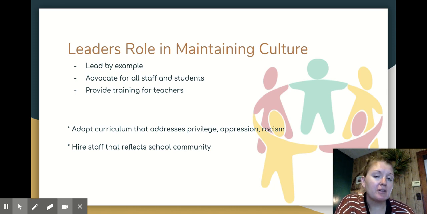They should advocate for all of their staff and students, all of their needs. They need to advocate for them and provide training for teachers. You can also adopt curriculum that addresses privilege, oppression, and racism, and hire staff that reflects the school community. Students are going to be a lot more likely to learn and relate with a teacher if that teacher looks like them.